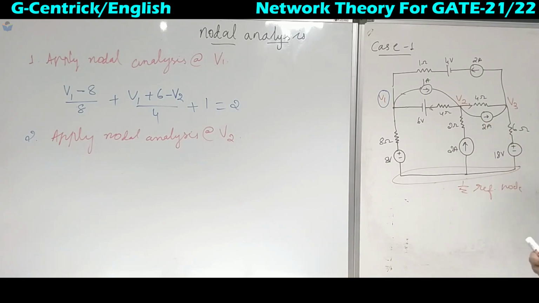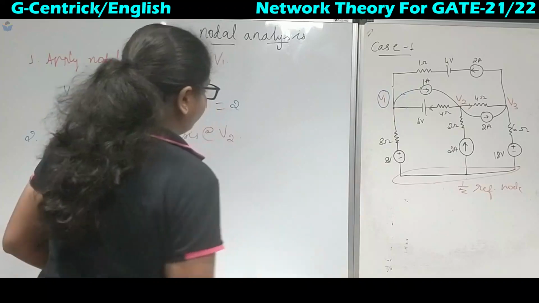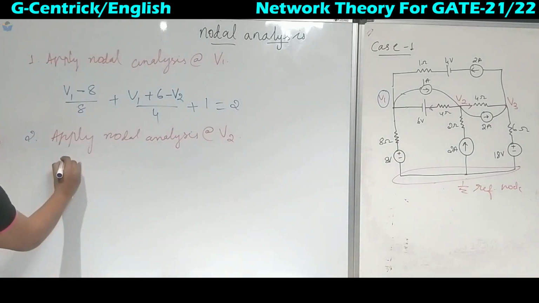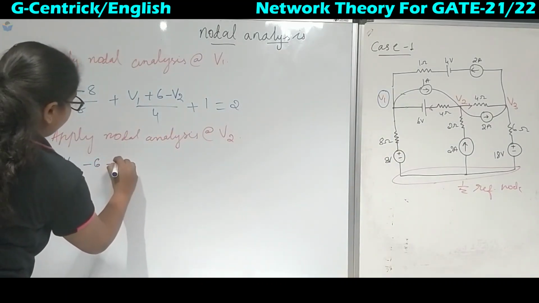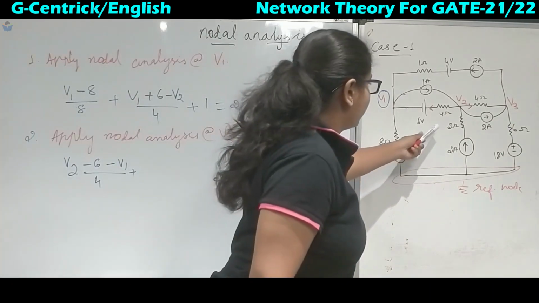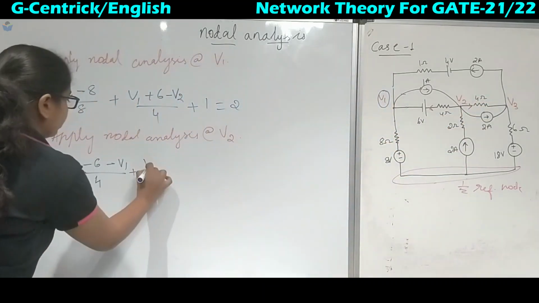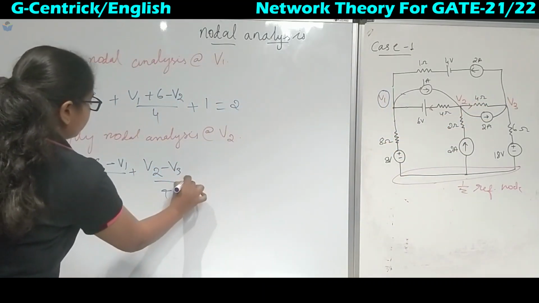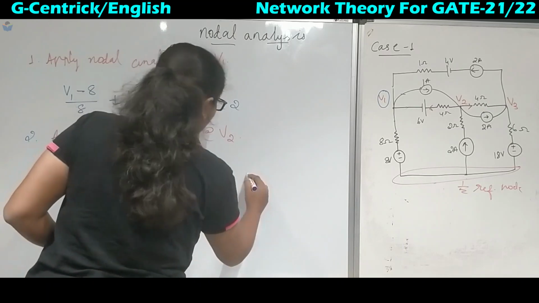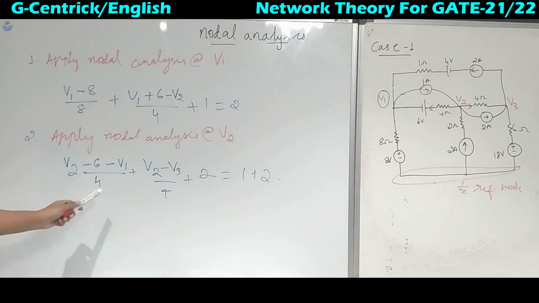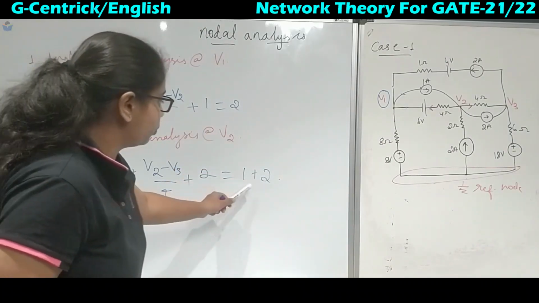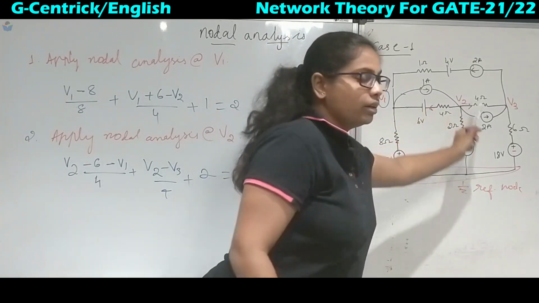Now write the outgoing KCL standing at V2. First write the outgoing currents. This is V2 minus 6 minus V1 upon 4, that is outgoing. And the next outgoing current is V2 minus V3 upon 4, plus 2 ampere outgoing, then incoming is 1 plus 2. This is the equation for the second node, outgoing equal to incoming: 1, 2, 3, 4 and 5. So here also 1, 2, 3, 4 and 5.